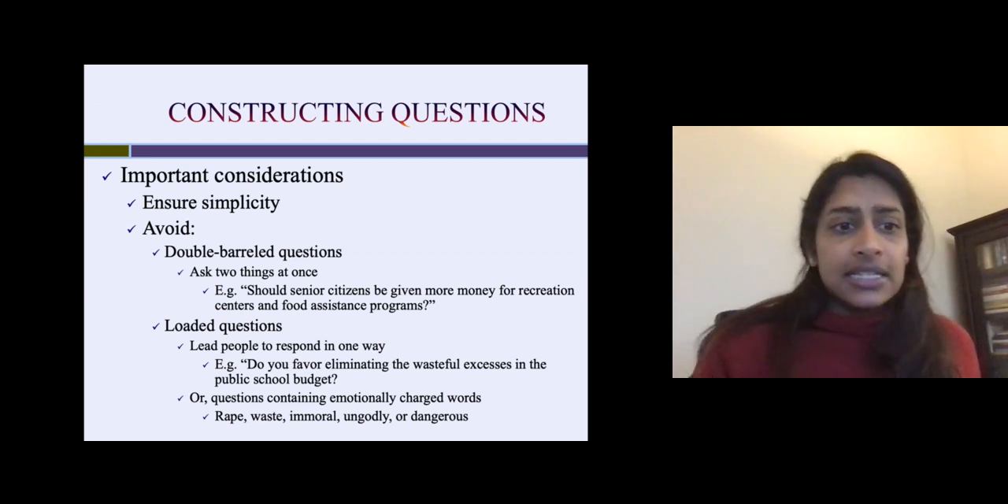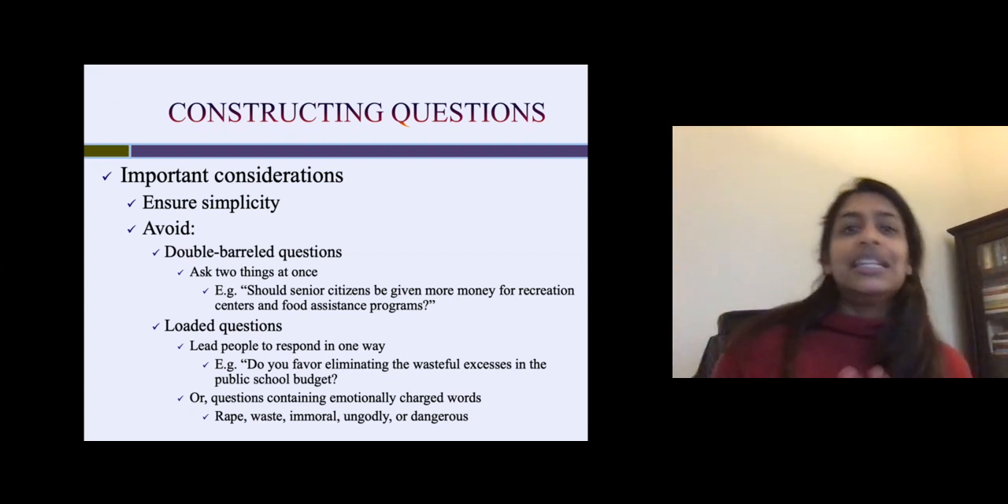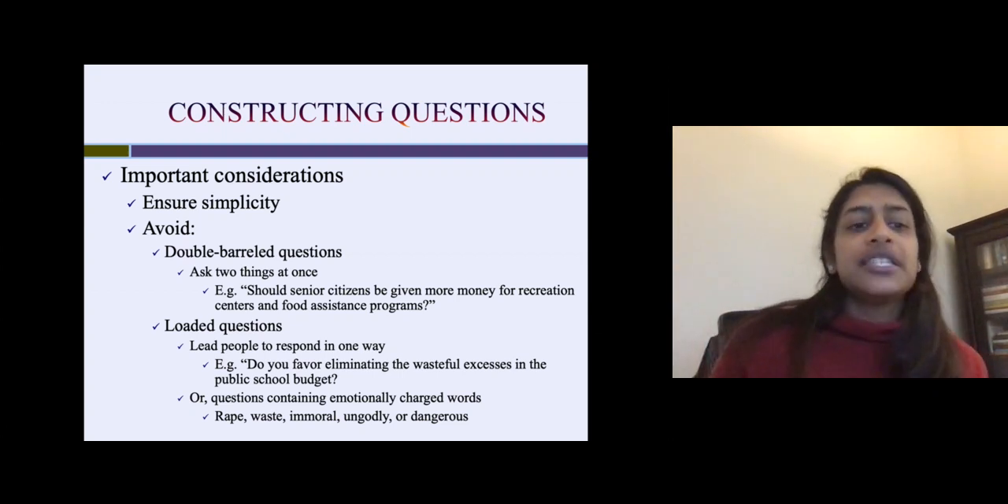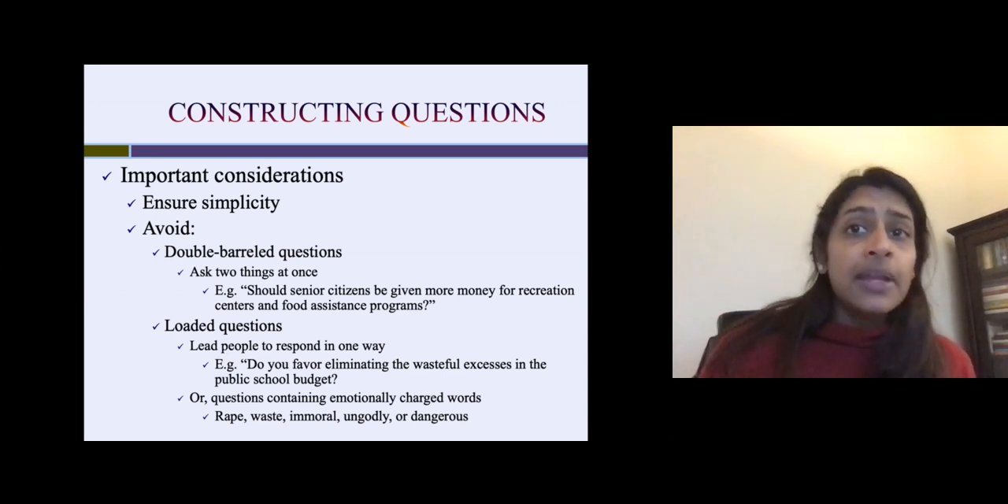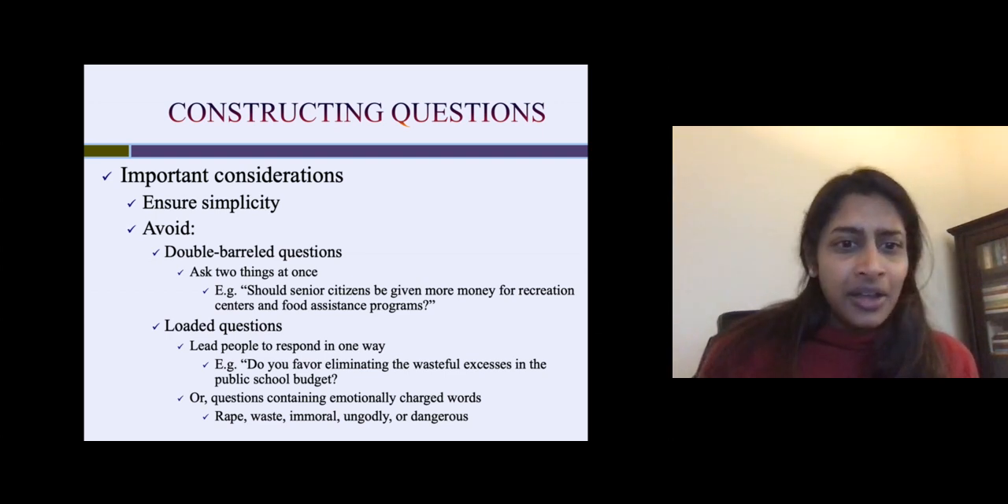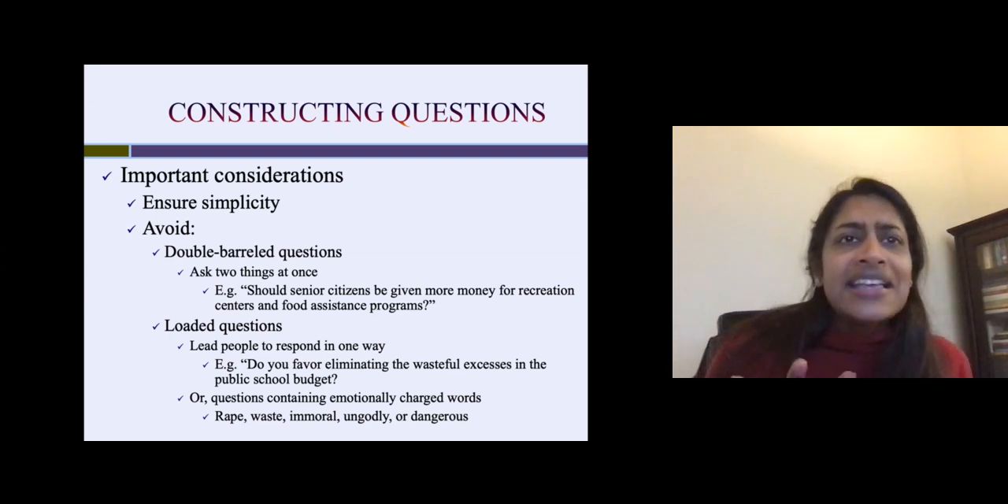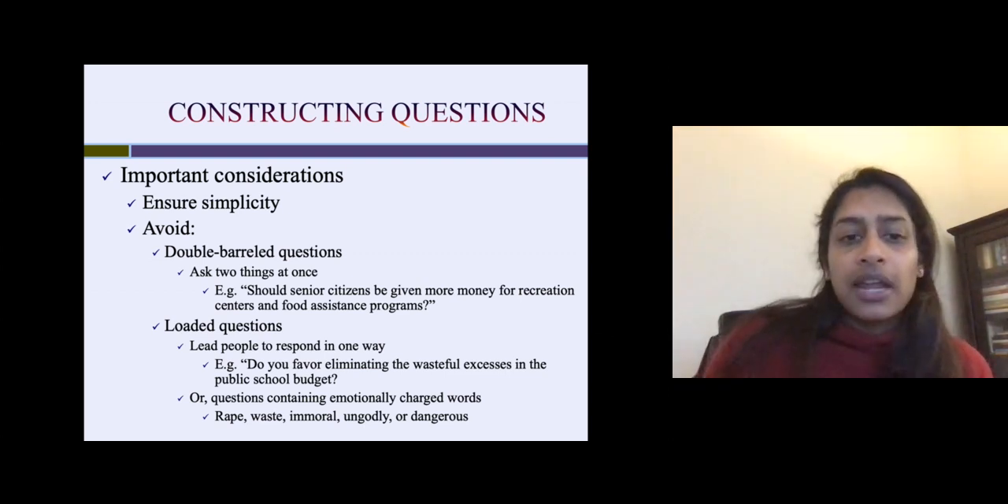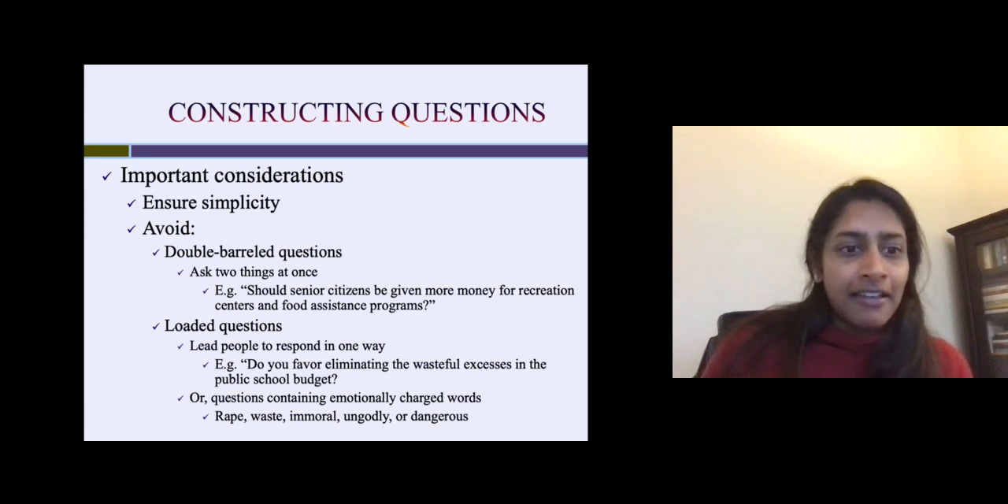The second is having loaded questions. So leading people, right? So here's the example. Do you favor eliminating the wasteful excess in the public school budget? Absolutely, right? Who wouldn't want to eliminate wasteful excess, right? I mean, wasteful is so charged. So kind of think about that.